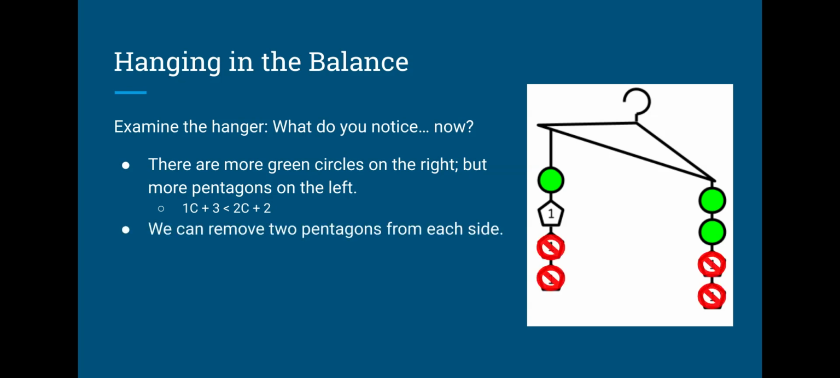Previously, students may have noticed that we can remove two pentagons from each side. This has an algebraic analogy. We can subtract 2 from each side, and we have that a circle and a mass of 1 weigh less than 2 circles. Previously, students said we can remove 1 circle from each side, and again, there's an algebraic equivalent. 1 is less than a circle, because we've removed 1 circle from each side.